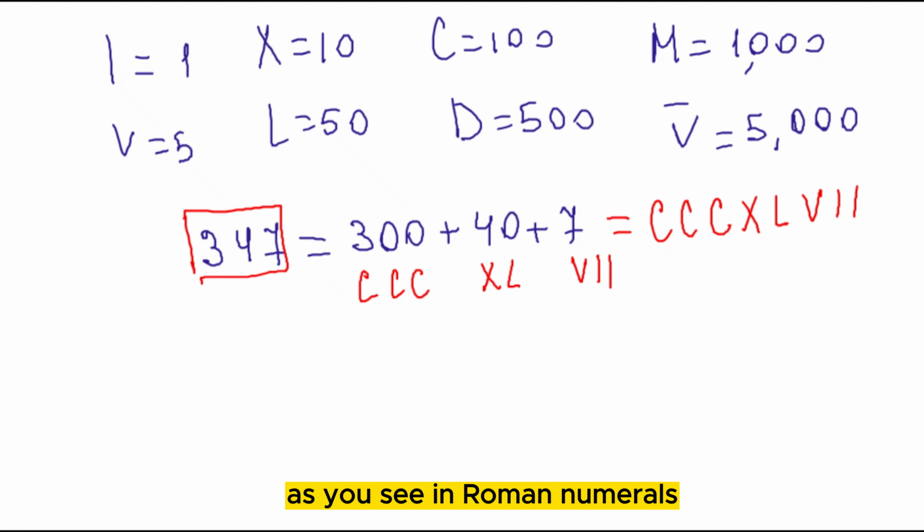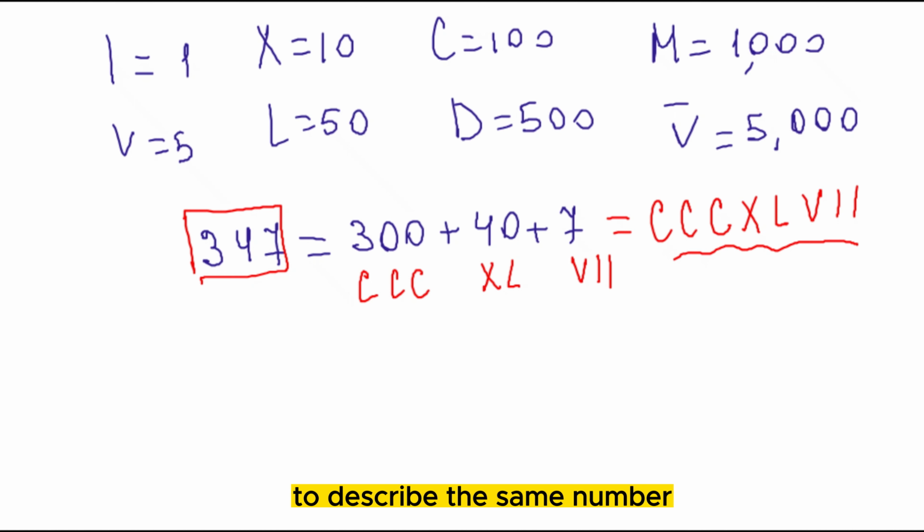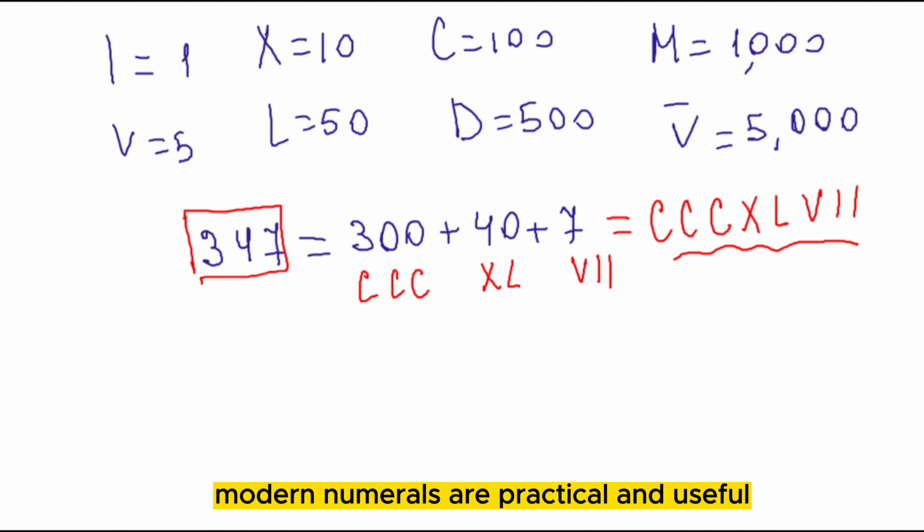As you see, in modern numerals we use 3 digits only, but in Roman numerals to describe the same number we use 1, 2, 3, 4, 5, 6, 7, 8 letters. Modern numerals are practical and useful, and we use them in our daily life.